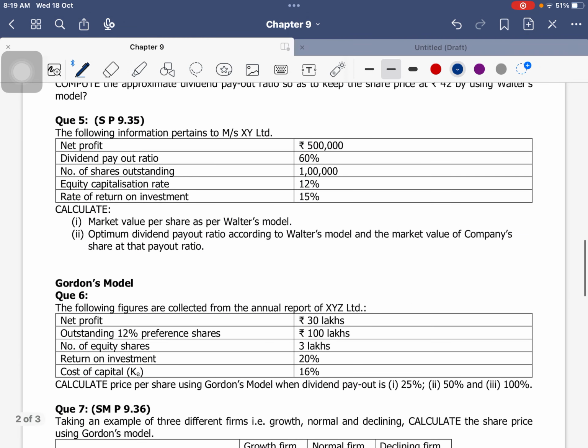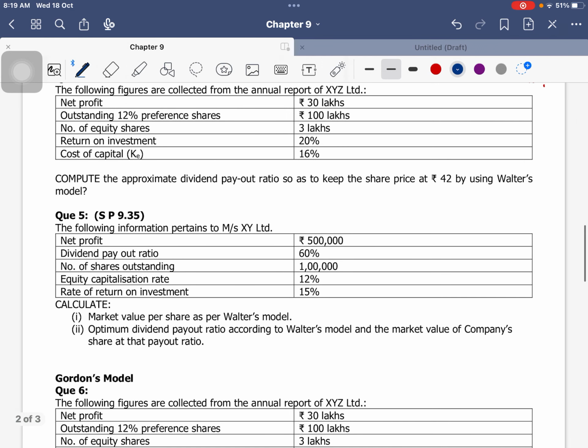Now I think we have one more problem, so let's take that problem. Again, it is a problem taken from the study material. The following information pertains to XY Limited. Net profit is 5 lakh. Dividend payout ratio is 60%. Number of shares outstanding is 1 lakh. Equity capitalization rate, KE, is 12%, and return on investment, R, is 15%. You have to find the market value per share as per Walter's model, the optimum dividend payout ratio, and the market value of the firm at that payout ratio. Okay, let's do that.